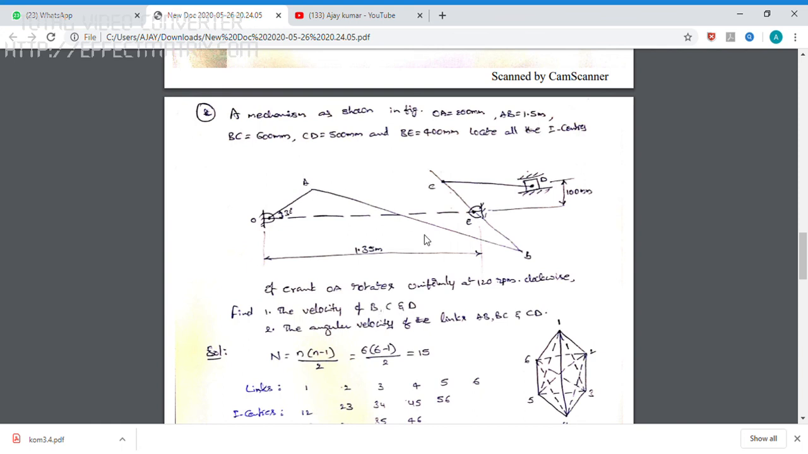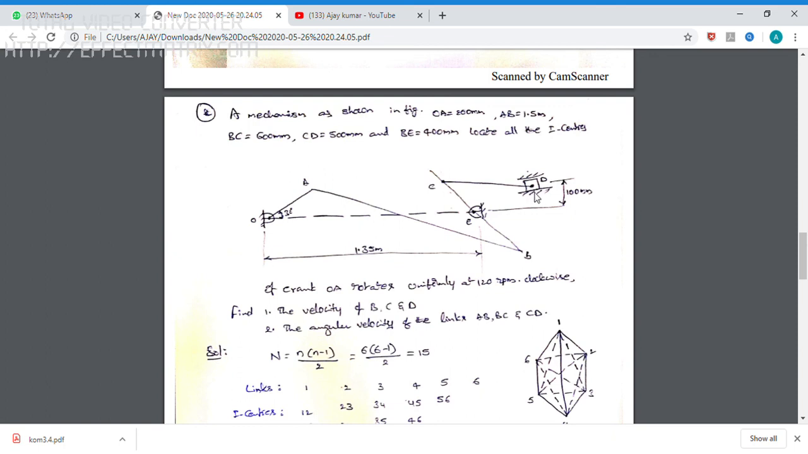Velocity of the links BCD. Next, the angular velocity of the links AB, BC, CD, the angular velocity of this link and this link. Now they are asking for this particular point. First of all, observe here how many links are there? The fixed link, this one, and here and here.